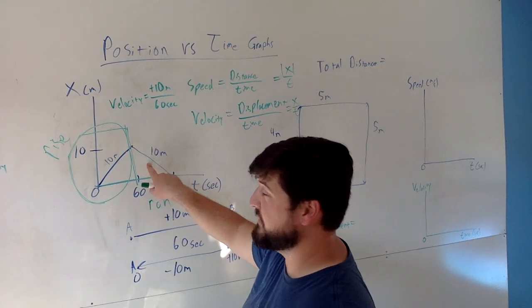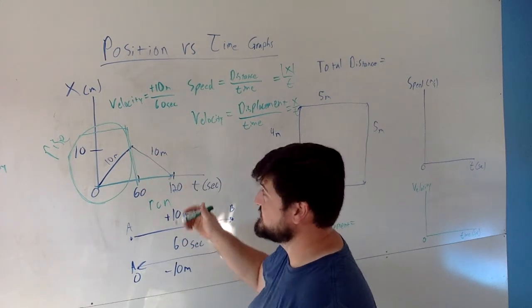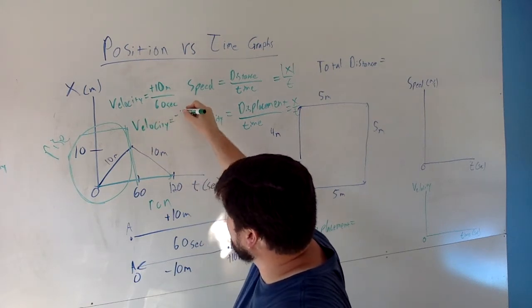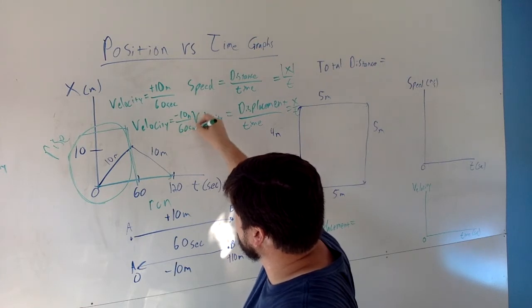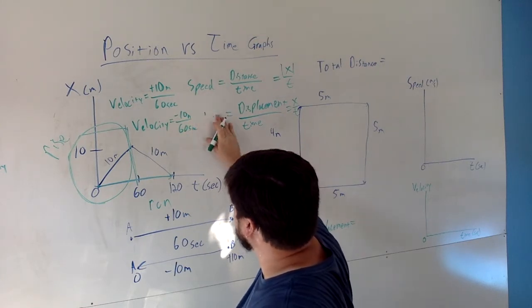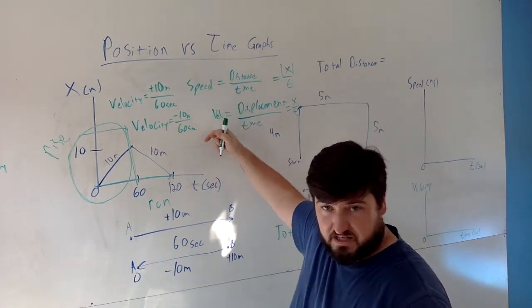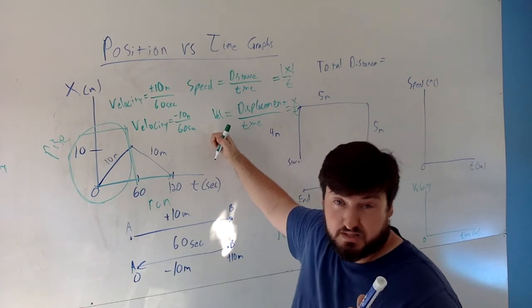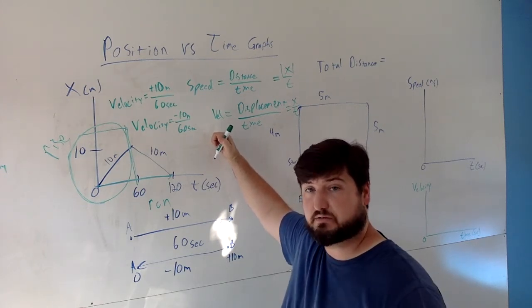What about on the back side of it? It's the same distance, isn't it? But now we're going in the negative direction. So our velocity here will be minus 10 meters over also 60 seconds, okay? So we will have a negative 1/6 velocity. Same magnitude, so it has the same speed, but it has an opposite direction.